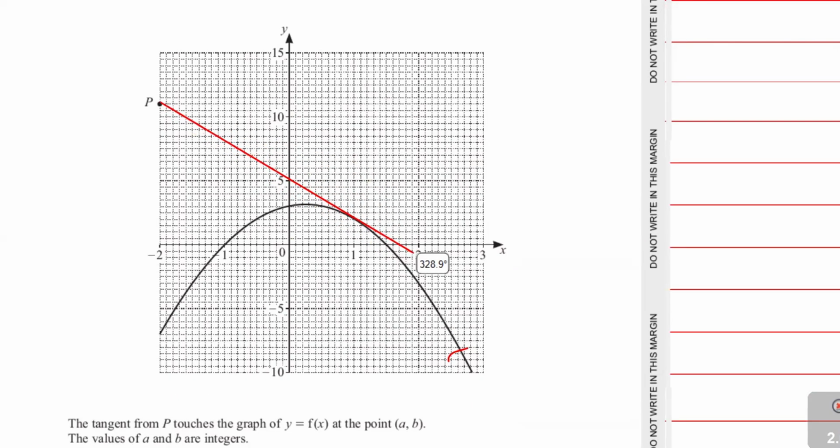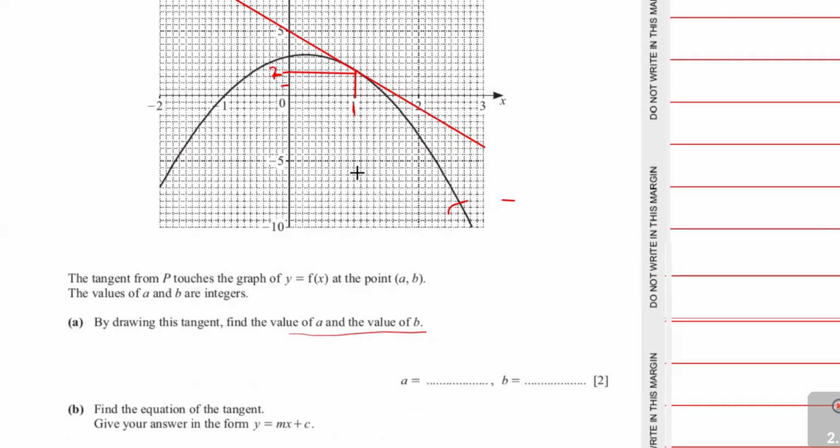This tangent touches the graph at x equal to 1, and look here, this is the position where the tangent touches the graph at x equal to 1 and y equal to 2 units. Therefore, we write the value of y is 2, the value of x is 1, and the value of a here is 1, and the value of b here is 2.